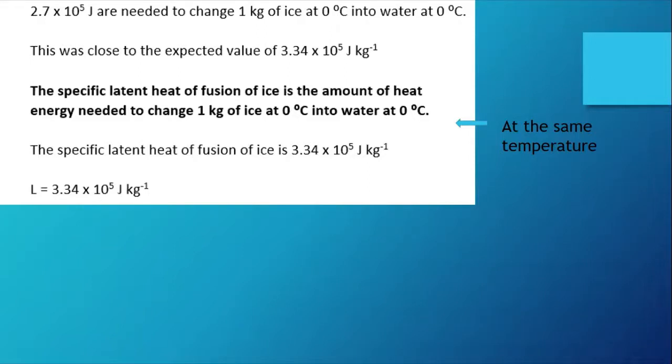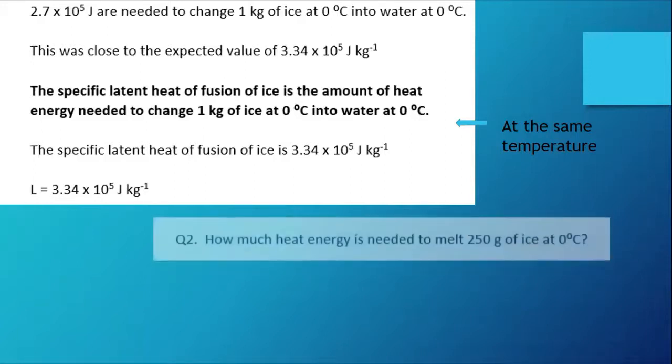And what is this? The specific latent heat of fusion of ice is the amount of heat energy needed to change 1 kilogram of ice at 0 degrees centigrade into water also at 0 degrees centigrade, at the same temperature. No temperature change on melting. The specific latent heat of fusion of ice is 3.34 times 10 to the 5 joules per kilogram. And this value would be given to you in an exam. The symbol that's often used for that is L.